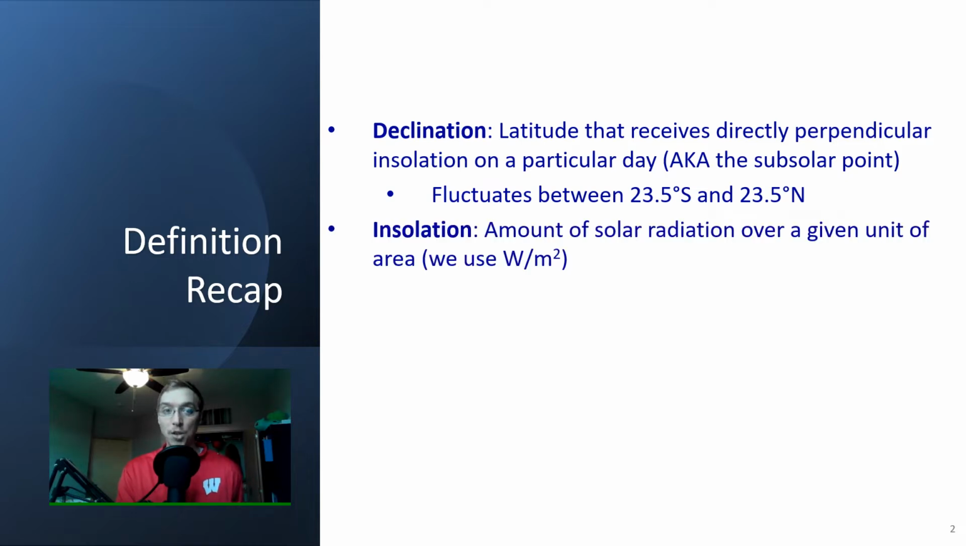Then we've got insolation, the amount of solar radiation over a given unit of area. We typically are using watts per meter squared. So that term insolation comes from incoming solar radiation: the in of incoming, the sol of solar, and the ation part of radiation.